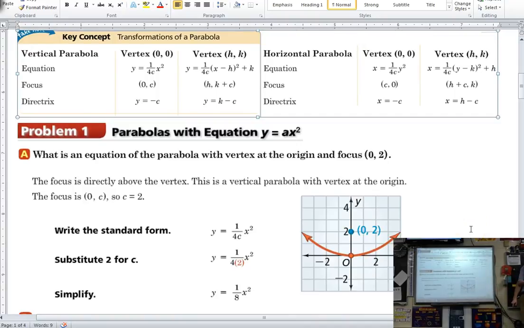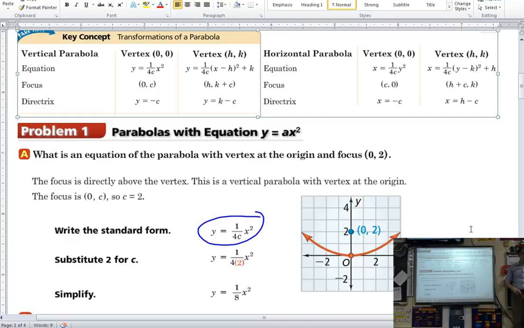We know that the standard form of our parabola is actually going to be 1 over 4c x squared, when you're given the vertex at 0, 0. So notice this is no shift, no horizontal or vertical shift. If we have a shift, my equation becomes a lot more complicated. But we're going to start easy. If there's no shift, I can actually derive the equation of my parabola using this formula.